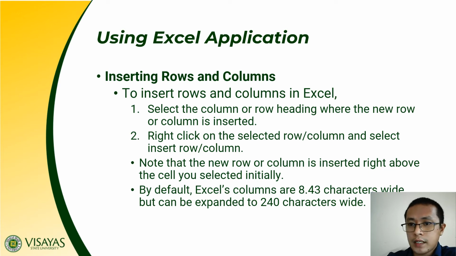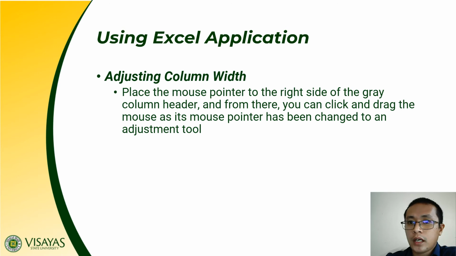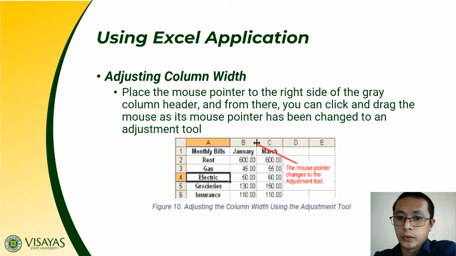By default, Excel's columns are 8.43 characters wide, and it can be expanded to 240 characters wide. To adjust the column width, just place your cursor to the right side of the gray column header. From there, you can click and drag the mouse as its pointer has changed to an adjustment tool. So just position your cursor in between the two columns where you want to adjust the column width. For example here, once you place your cursor here, it will change to the adjustment tool. So you can click and drag to change the column width of the selected column.